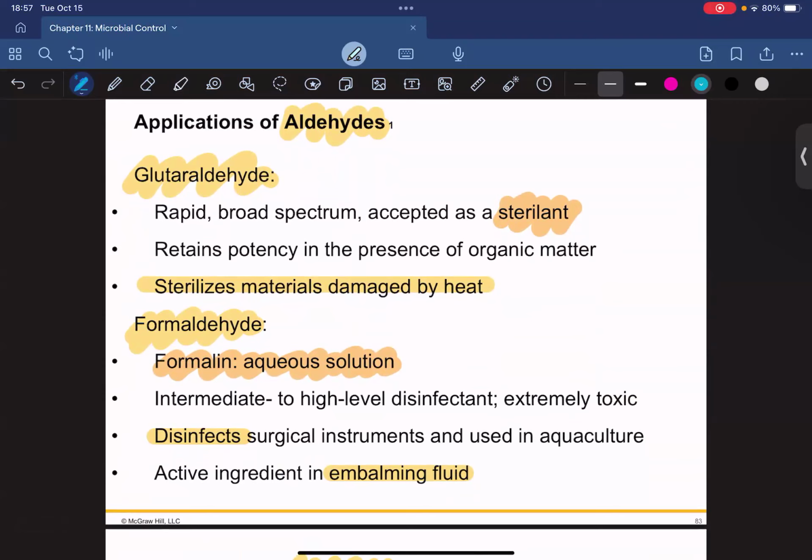Like instruments or whatever. Then we have formaldehyde. Usually we might see this in the aqueous solution form. This will be formalin. It'll disinfect. That means no to sterilizing. So formaldehyde doesn't sterilize, but we use this as an embalming fluid. It's pretty effective for that.